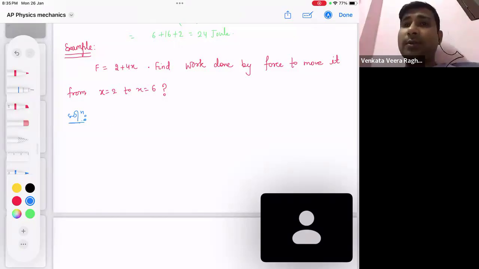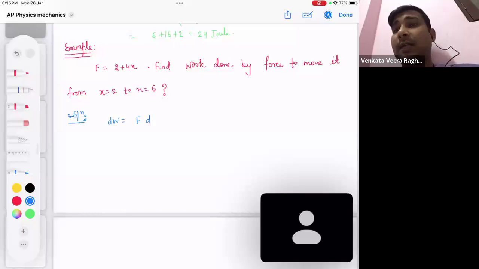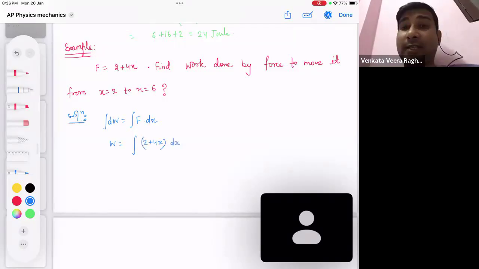What you will do? You will write dw equal to f dot ds. And here the only variable is what? The x. So we are writing f dot dx. And we will integrate it to get the total work done. So what is the force vector? 2 plus 4x dx, and integration of x will happen from where to where? Lower limit 2, upper limit 6.